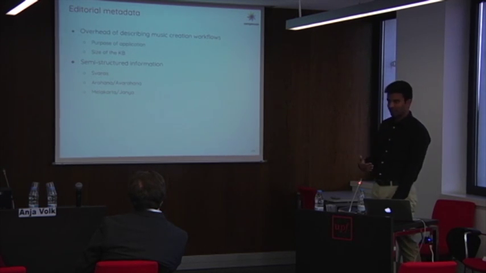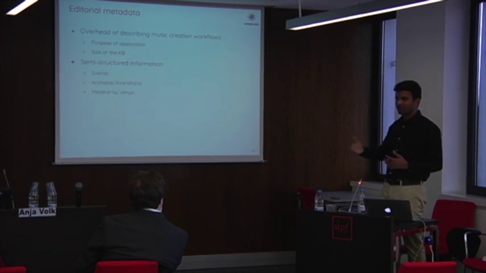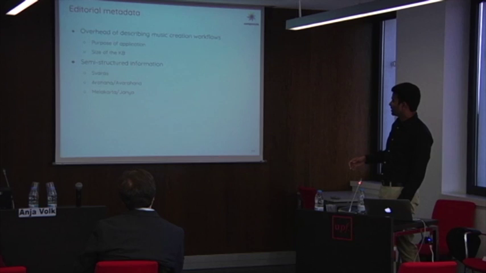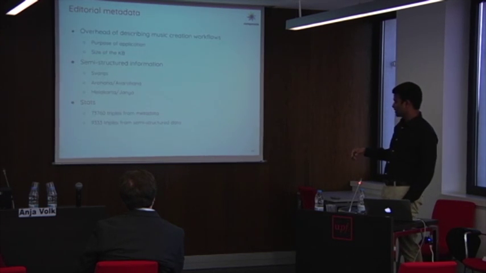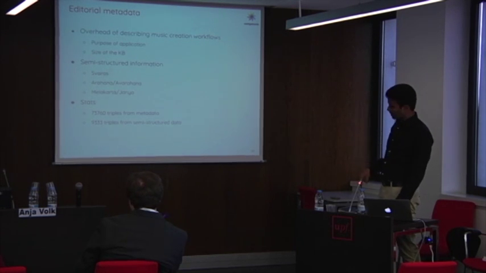And also the semi-structured information that we haven't yet talked about is mainly about the ragas and their constituents, and basically their progressions and the musicological information. We created scripts to crawl the web and get this information from relevant sources, and we published it. This semi-structured information, which is quite an important part, amounts to almost 10,000 triples, and the metadata itself amounts to 73,000 triples.